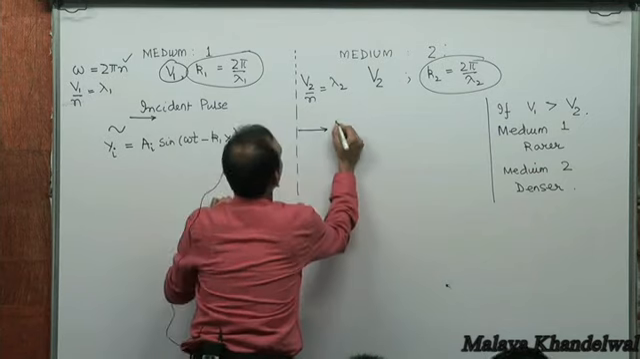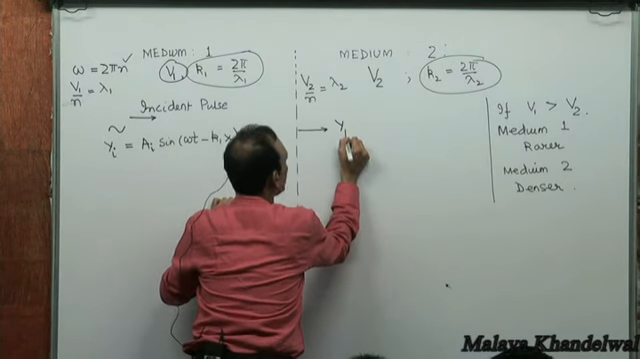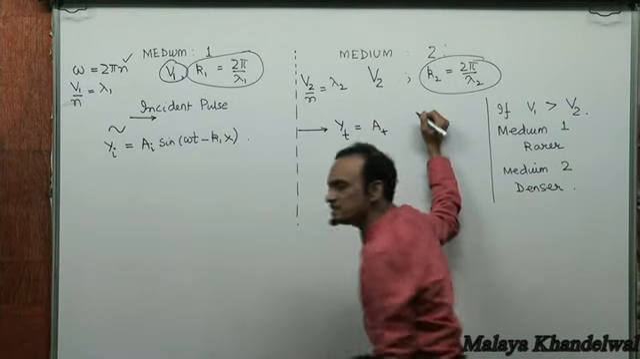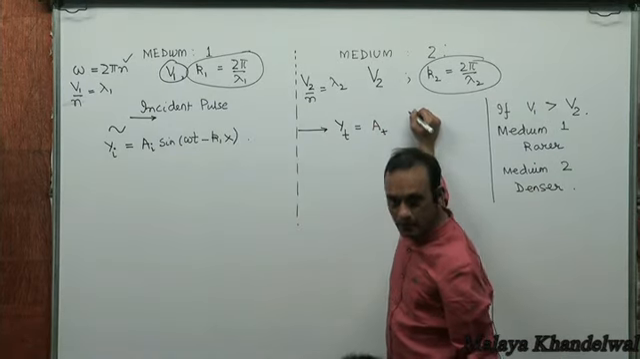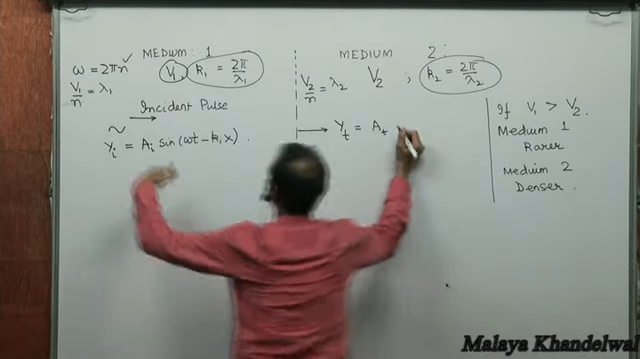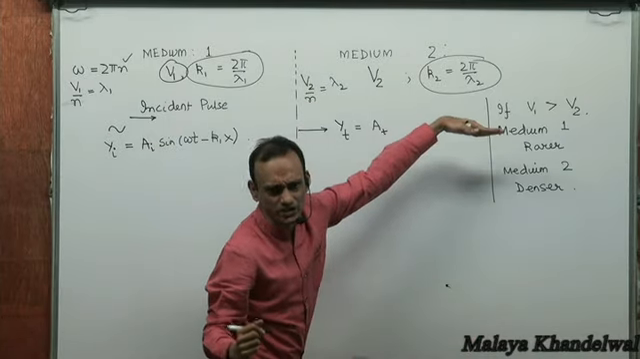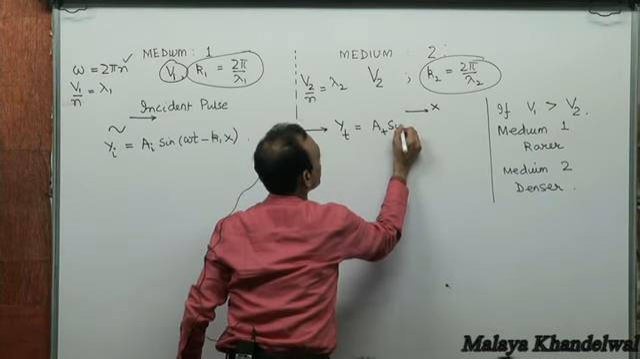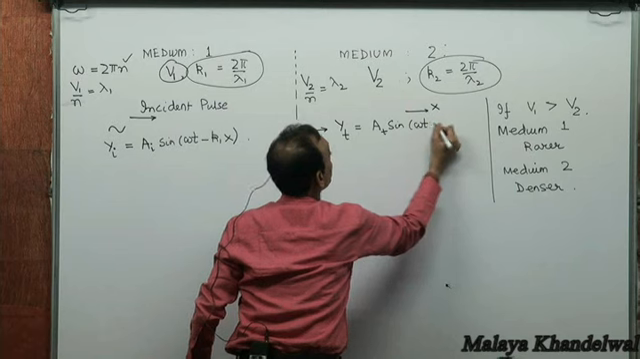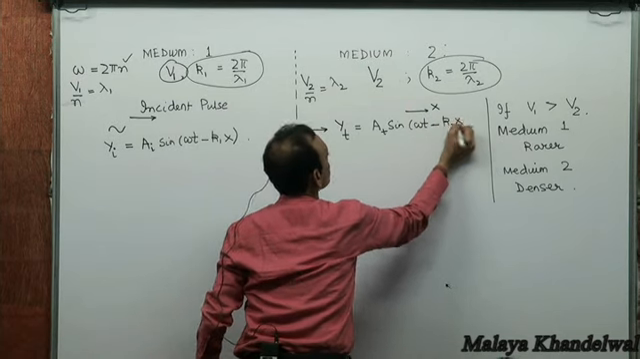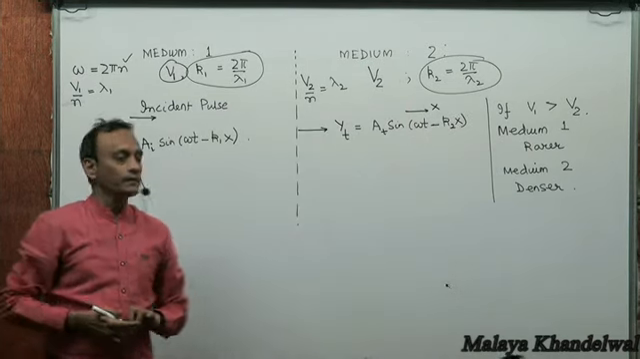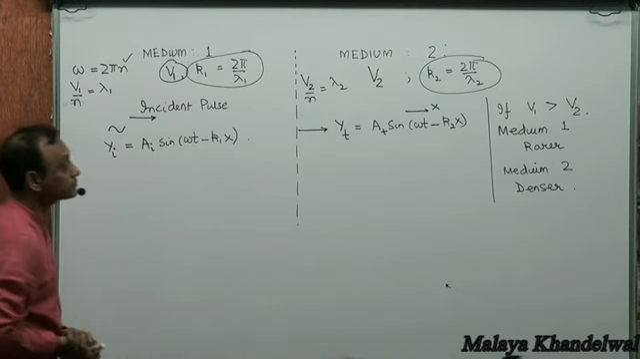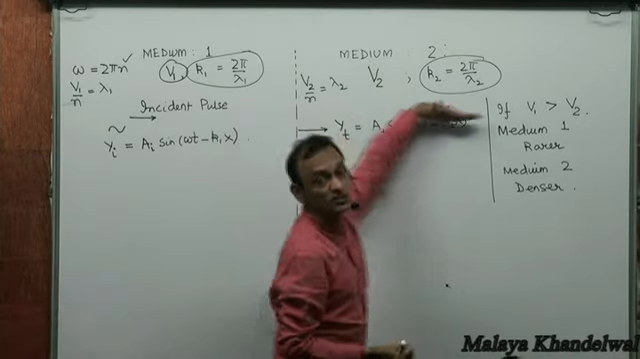So the transmitted pulse, y_T, is like A_T. A_T is the amplitude of the transmitted pulse. I am referring to this as the plus x direction. Let me say this is my plus x direction. So then A_T sin(ωt − k2x), right? That's the transmitted pulse.